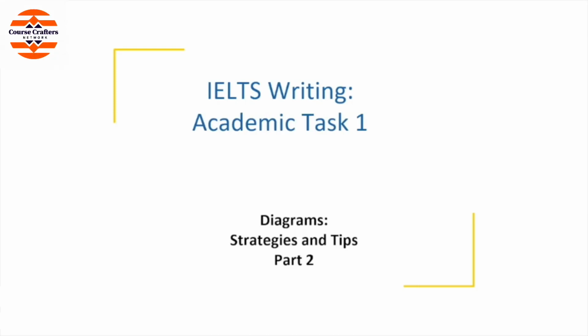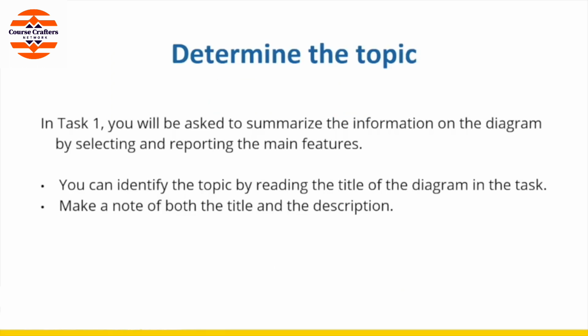IELTS Writing Academic Task 1, Part 2. In this slide, we will review how to determine the topic. As you remember, in Task 1, you'll be asked to summarize the information on the diagram by selecting and reporting the main features. You can identify the topic by reading the title of the diagram in the task and also making a note of both the title and the description.